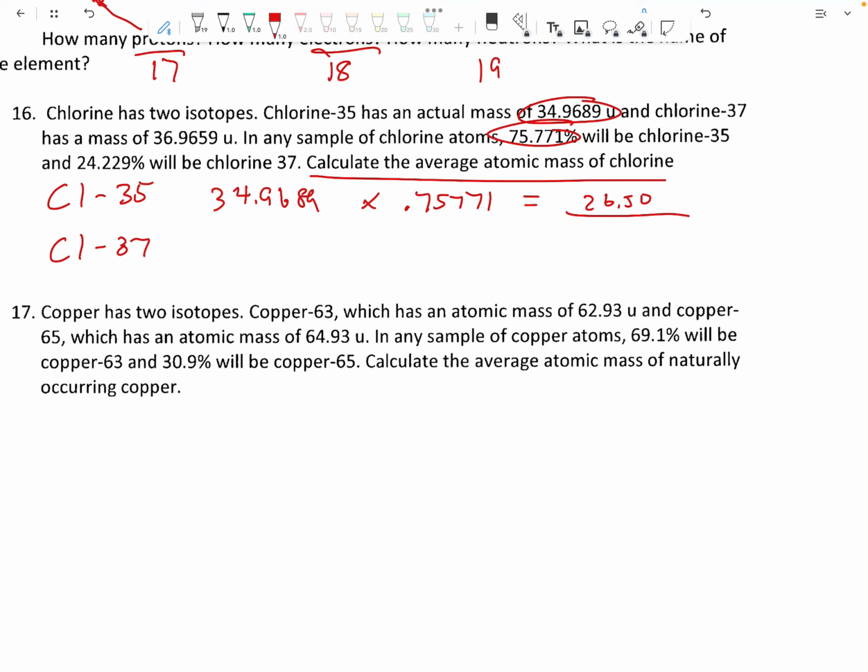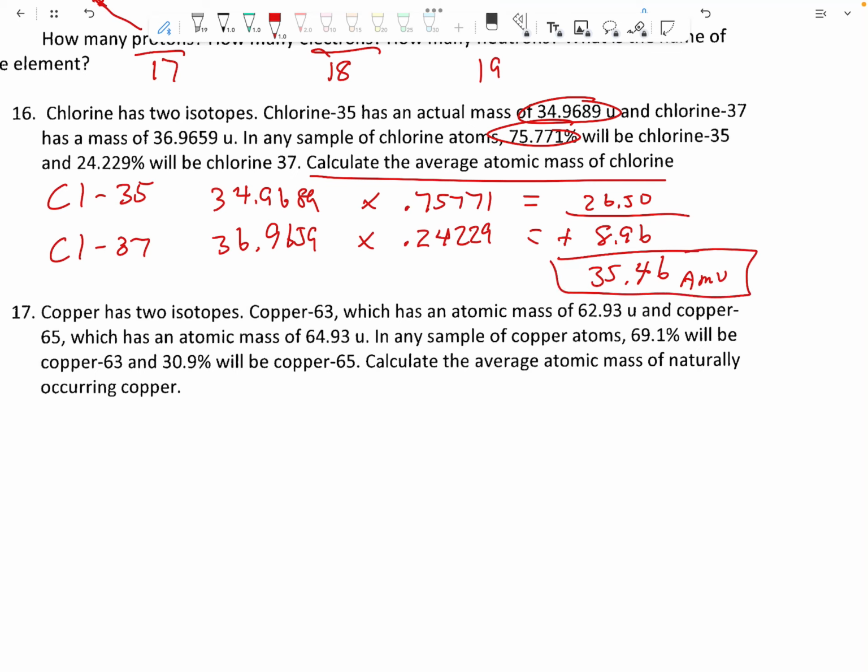We take the other mass, which is chlorine-37 mass, 36.9659 times this percent abundance. We're going to change that to a decimal, 0.24229, and we're going to end up with 8.96. Then all we have to do is add those together. We get 35.46 AMU. Okay, box our answer.